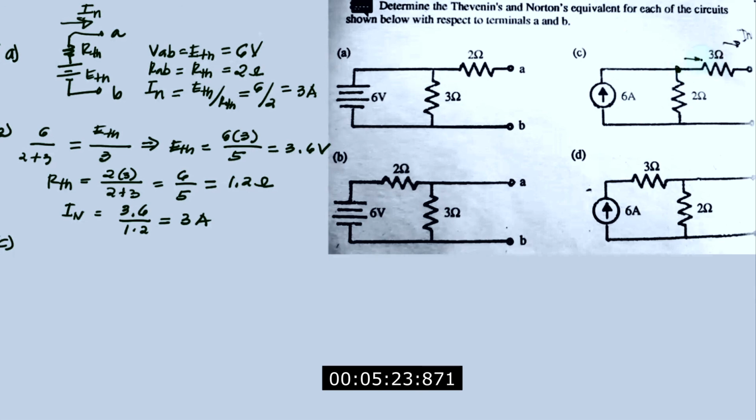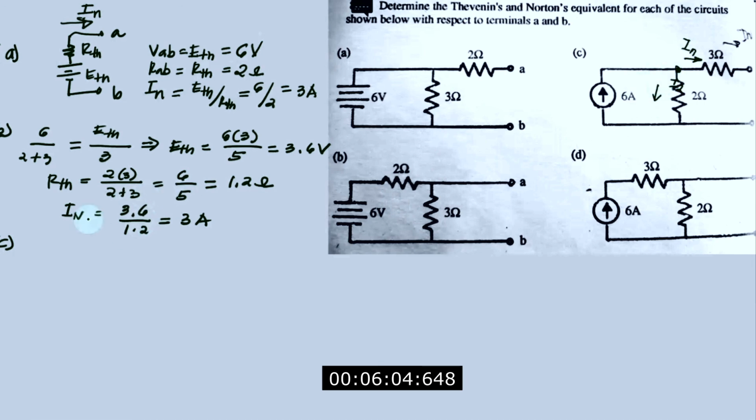Actually, this part is already your I Norton, and there is another current here through the 2 ohms, which I can name I sub 2. Now, since we have this kind of thing, we can apply here our knowledge of the current divider theorem. Previously we applied the voltage divider theorem, and here we apply the current divider theorem.